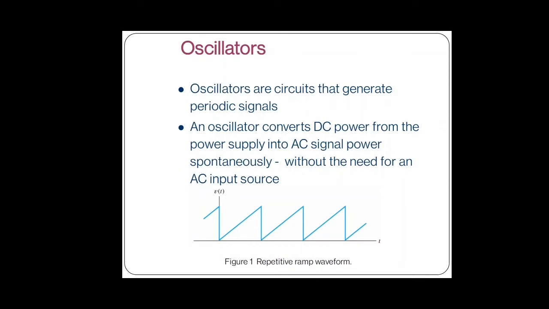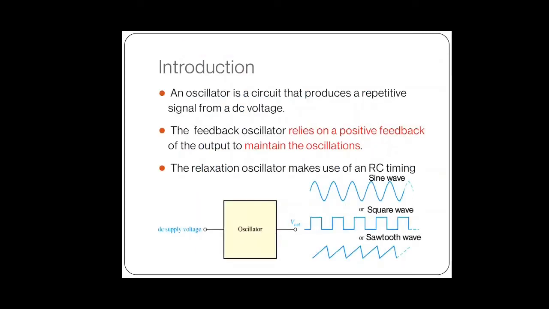Oscillators are circuits that generate periodic signals. An oscillator converts DC power from the power supply into AC signal power spontaneously, without the need for an AC input source. An oscillator is a circuit that produces a repetitive signal from a DC voltage. The feedback oscillator relies on a positive feedback of the output to maintain the oscillations. The relaxation oscillator makes use of an RC timing.